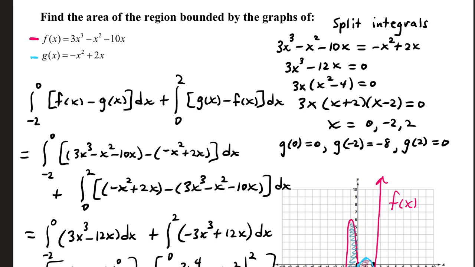You can pick either function to substitute those x values in to get the y value at the intersection points. We know that these three x coordinates are intersection points. Pick the easier of the two functions to sub into to get your y value. G is easier to work with than f, so that's why I chose G. Substituting each of these x values into G, G of 0 is 0, G of negative 2, if you sub in, you get negative 8, and G of positive 2, sub it in, you get 0. That tells me I've got intersection points at the origin, negative 2, negative 8, and also at 2, 0.